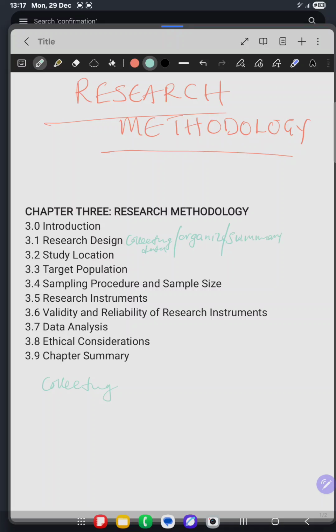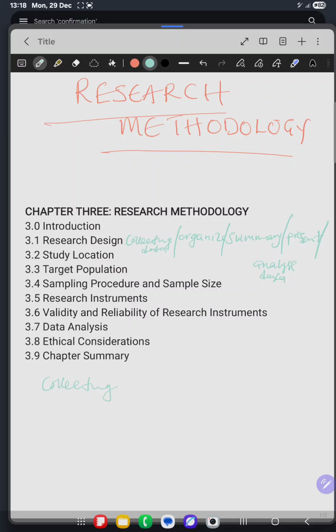Okay, you summarize that data. After summarizing that, what you're supposed to do, you present it on maybe graphs, pie charts, bar charts, and so on and so forth. So you present the data. So you need to present that data. After presenting, maybe you can now start analyzing the data. So you can analyze the data.